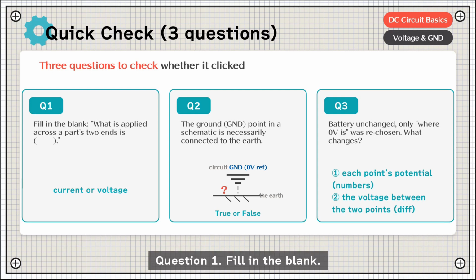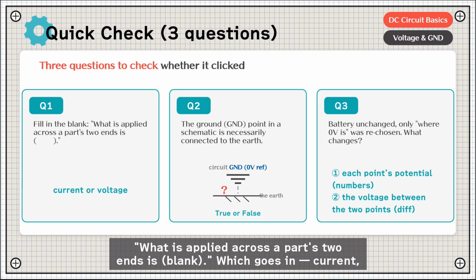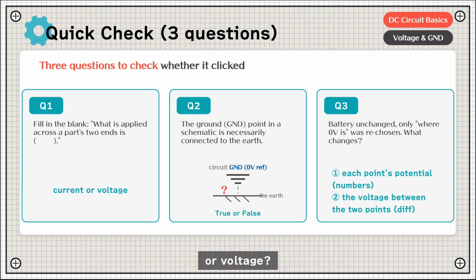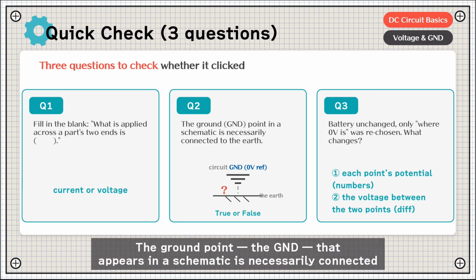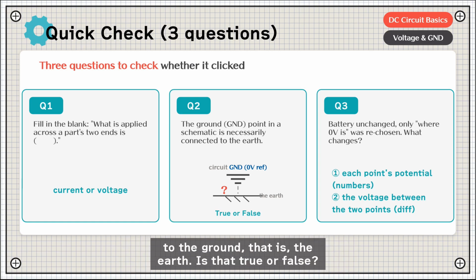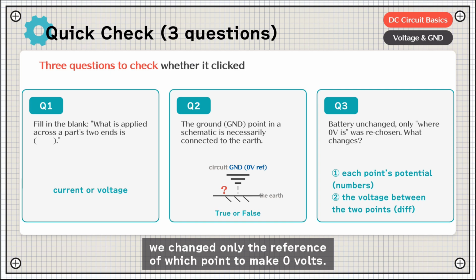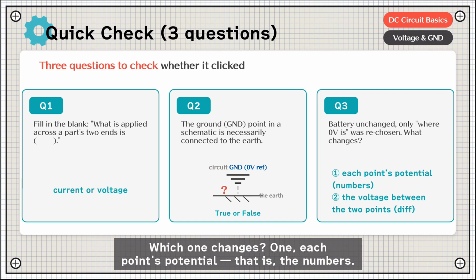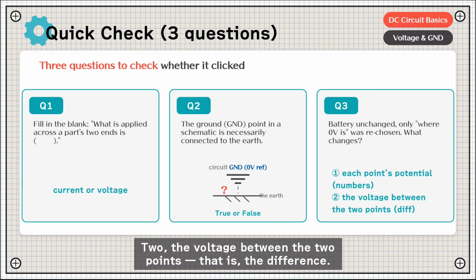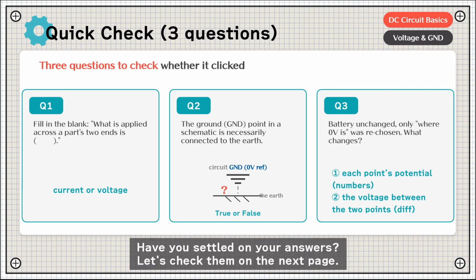Question 1. Fill in the blank. What is applied across a part's two ends is blank. Which goes in, current or voltage? Question 2. The ground point, the GND, that appears in a schematic is necessarily connected to the ground, that is the earth. Is that true or false? Question 3. With the battery left as is, we changed only the reference of which point to make 0 volts. Which one changes? 1. Each point's potential, that is, the numbers. 2. The voltage between the 2 points, that is, the difference. Have you settled on your answers? Let's check them on the next page.